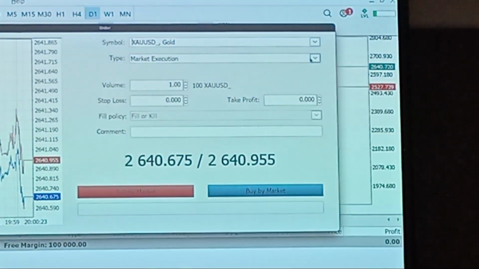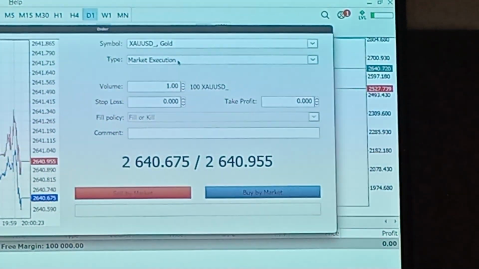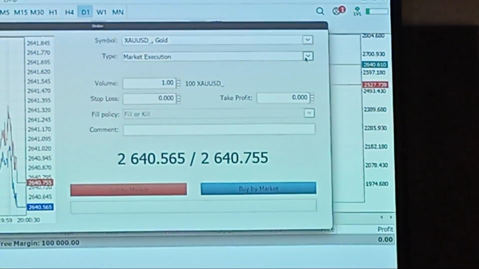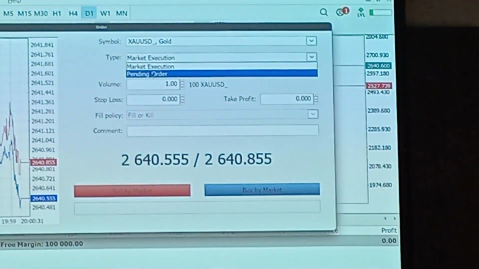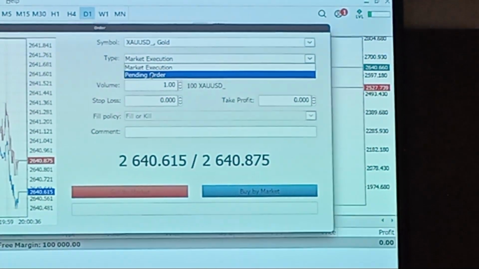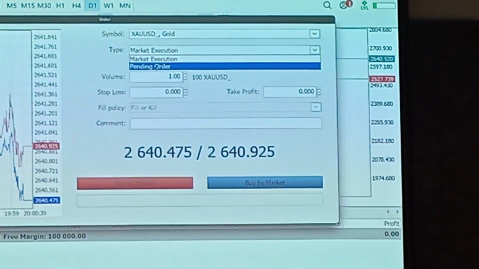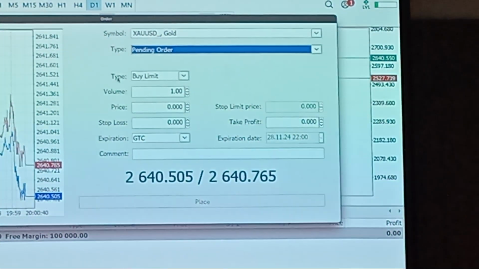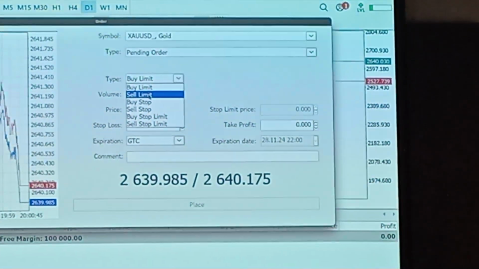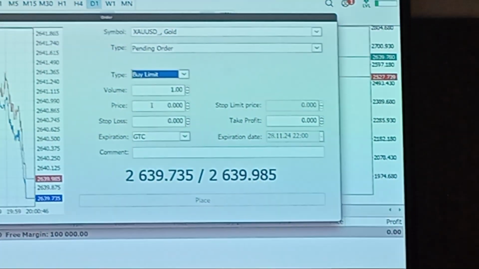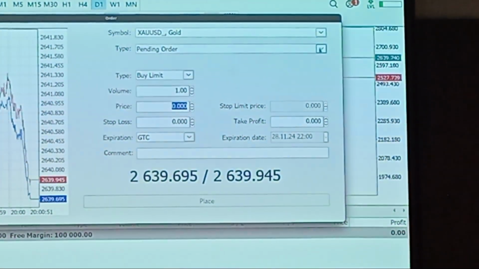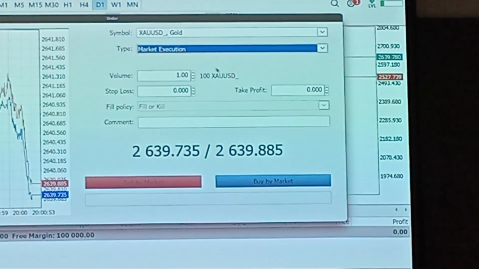I specify what kind of transaction I want to make. Is it market execution? Do I want to buy or sell at the current prices, or a pending order? You remember the pending orders that you checked with Reem? Buy stop, buy limit, sell limit. So if I specify pending order type, I can choose which pending I want. I want buy limit, sell limit, sell stop, and I decide which price I want it to be executed. For simplicity purposes, we're going to check the market execution.